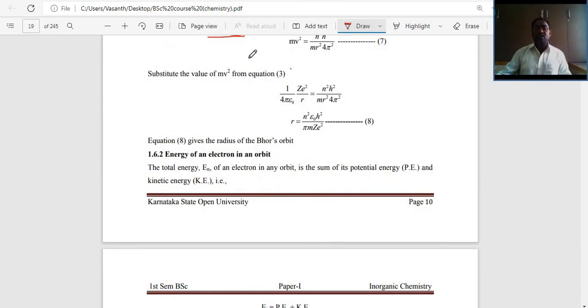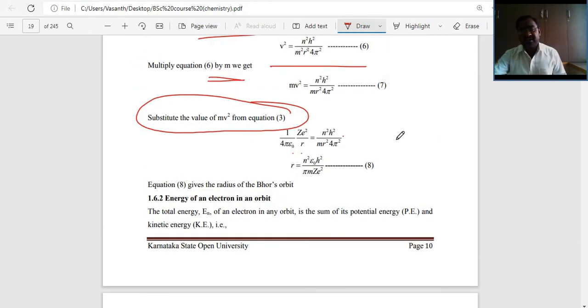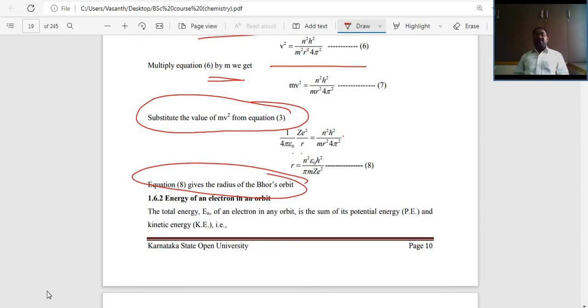Substitute the value of mv square from equation 3. Here, 1 by 4 pi epsilon naught into Ze square by r is equal to n square h square by m r square into 4 pi square. Here r is equal to n square epsilon naught h square by pi m Ze square. This is the radius of the Bohr orbit.